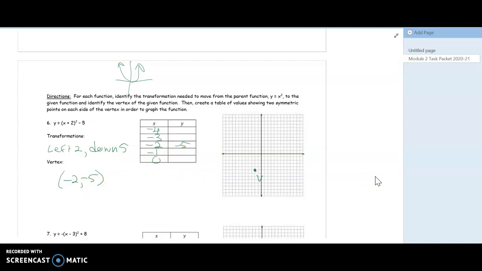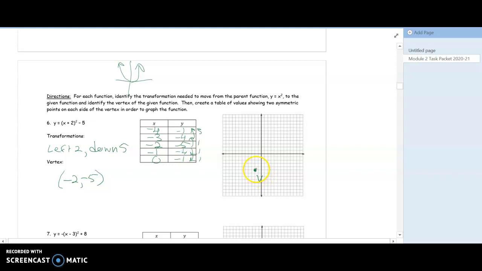Now remember this cool trick, how we go over 1, up 1, over 1, up 3 with that 1, 3, 5 pattern. So I'm going to go over 1, up 1, over another 1, up 3. If I go up 1 from negative 5, where do I end up? Negative 4. If I go up 3 from negative 4, I end up where? What is that? Negative 1. And because of that symmetry of a parabola, this will also be negative 4, negative 1.